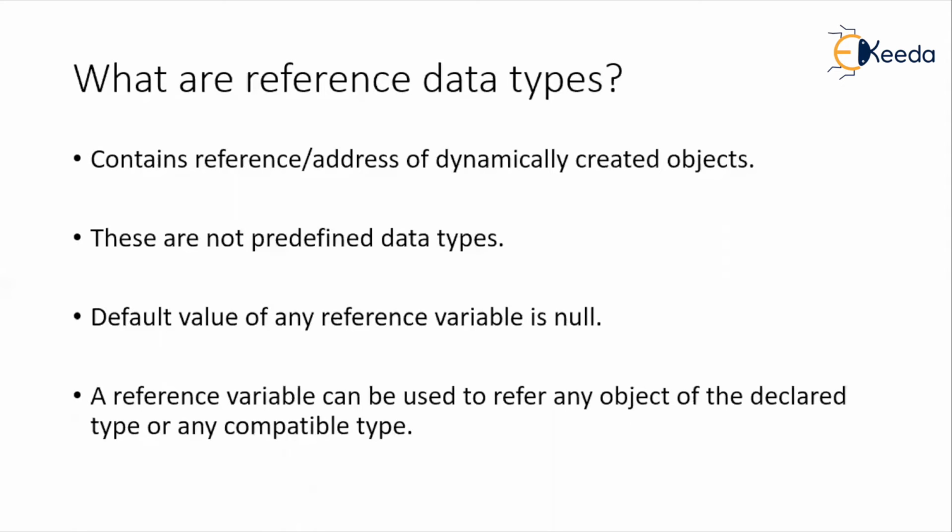A reference variable can be used to refer to any object of the declared type or any compatible type. Means what? Whenever we are creating an object, we know that object is an instance of a class. This is what we have discussed in object-oriented programming concepts. So, whatever class object I am creating, a reference of that particular class object is nothing but a reference variable, or any other entity which is compatible with that particular class can also be referred by an object.